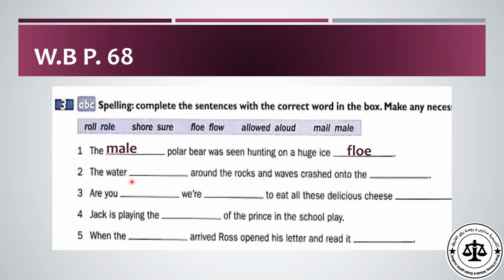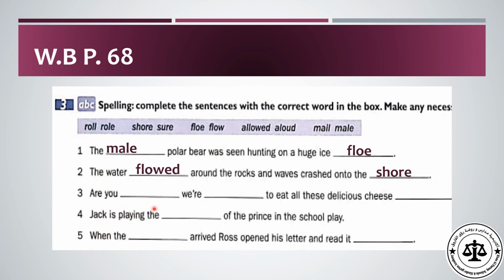Number 2, the water was around the rocks and waves crashed onto the shore. Here we want a verb and this verb is in the past because this sentence is in the past. The water flowed around the rocks and waves crashed onto the excellent shore.